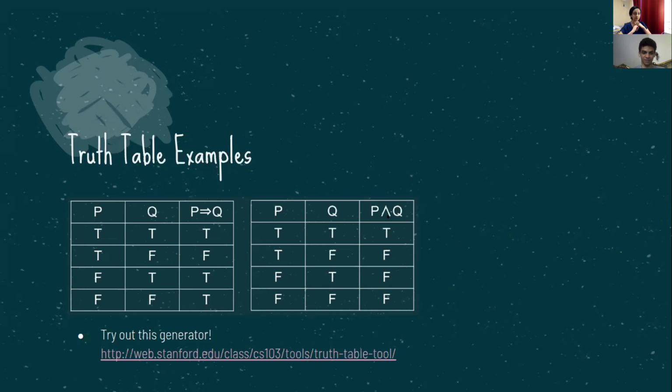The second example of a truth table would be P, Q, and P and Q. So if P is true and Q is true, then P and Q is true. If P is true and Q is false, then P and Q is false. If P is false and Q is true, then P and Q is false also. And if both are false, then P and Q is false. So basically, P and Q is telling us that both must be true. In any other case, P and Q is false.